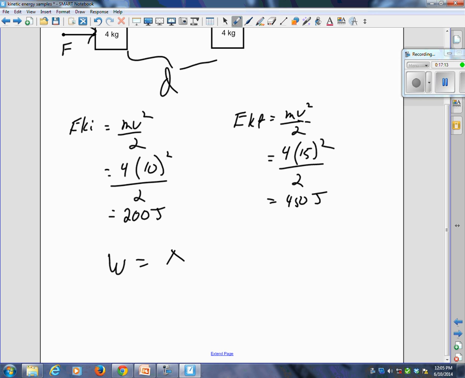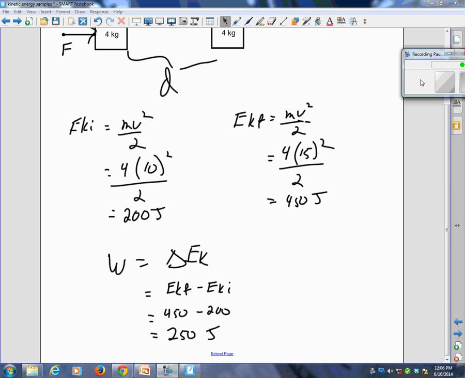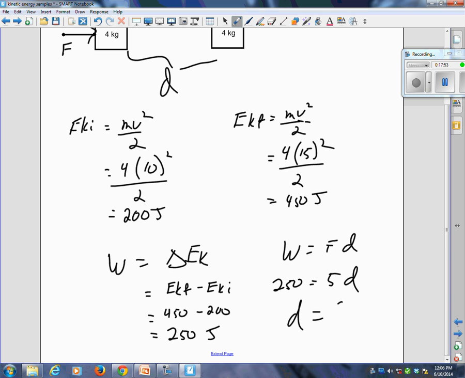Yes. Work is equal to change in kinetic energy. You wouldn't have got that yet, Mike. So we're talking about EKF minus EKI. The final was 450. The initial was 200. I did 250 joules of work. Very good. Work equals FD, 250 joules of work. My force was 5, giving me a D of 250 divided by 5, or 50 meters. I had to push for 50 meters to increase the speed.